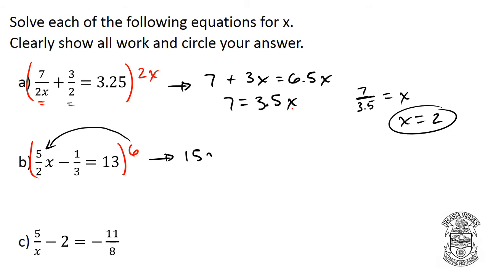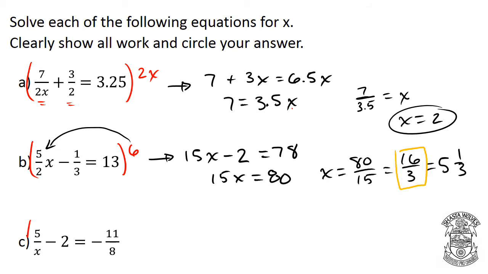When I multiply the 6 times 5/2 x, that's going to become 3 times 5 is 15x. And when I multiply 6 times -1/3, it's going to become a -2. And then finally, 6 times 13 is the number 78. So if I add 2 to both sides, we get 15x is equal to 80.